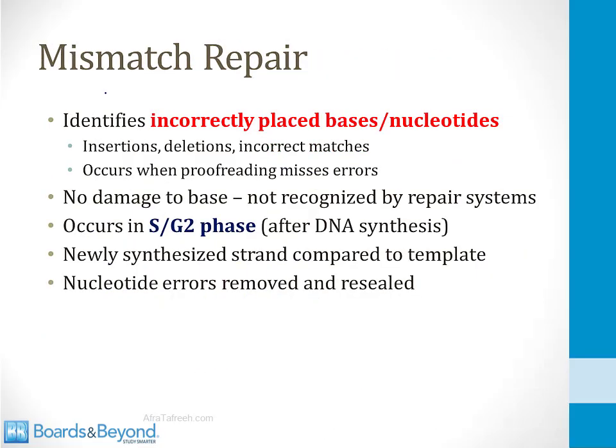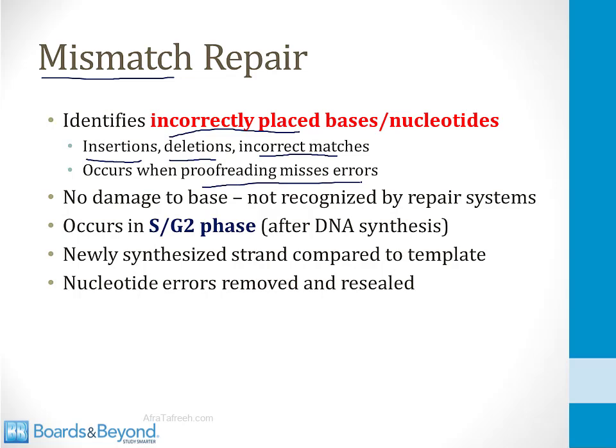The next DNA repair system we'll discuss is called mismatch repair. This system identifies incorrectly placed bases or nucleotides. So these are things like nucleotides that have been inserted into DNA or deleted or incorrectly matched during DNA replication. And in the video on DNA replication, I talked about how DNA polymerase can proofread DNA and fix some of its own errors. However, if that proofreading misses an error, then this system is like a backup.